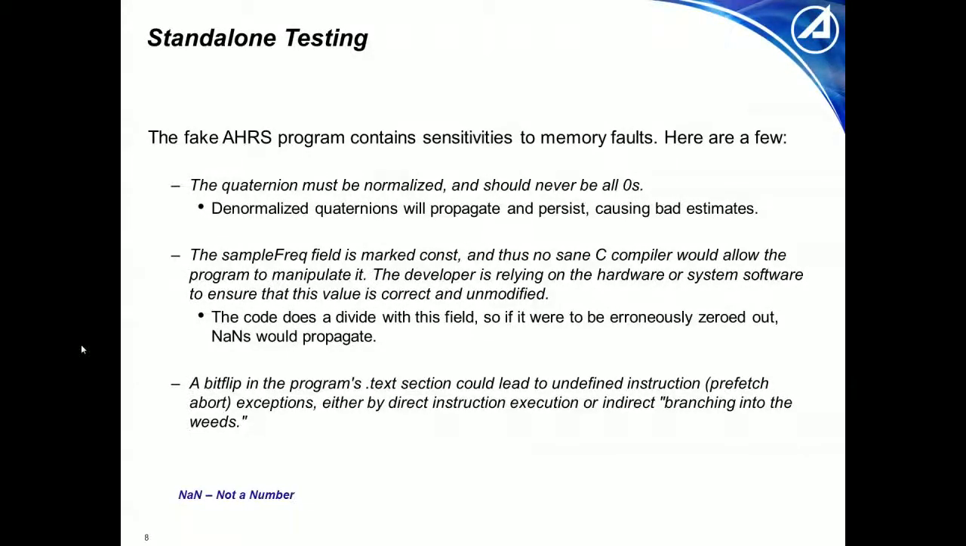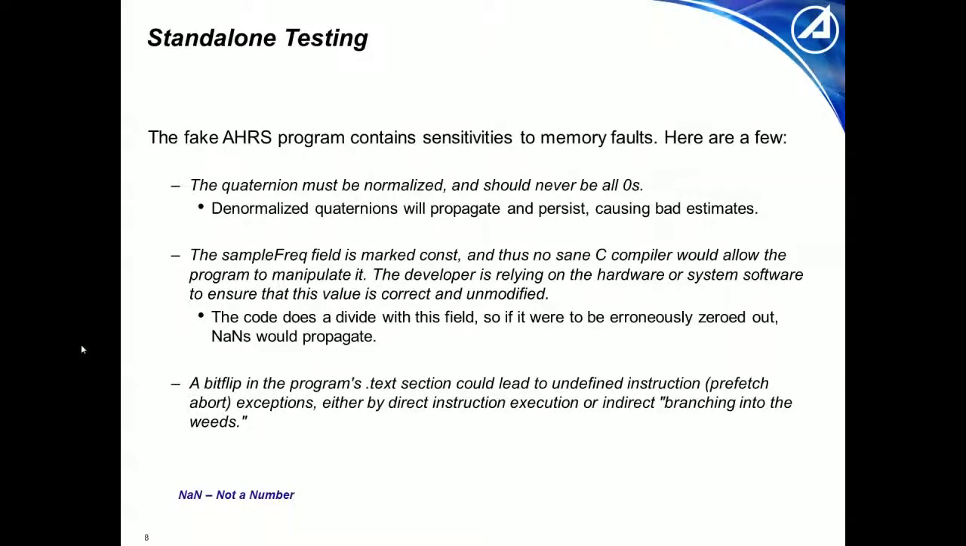Denormalized quaternions will propagate and persist, causing bad estimates. The sample frequency is marked const, and there's no sane C compiler that would allow the program to manipulate it. The developer is relying on the hardware and system software to ensure that this value is correct and unmodified. And the third is that a bit flip in the program's .text symbol table section could lead to undefined instruction or prefetch abort exceptions, either by direct instruction execution or indirect branching into the weeds.